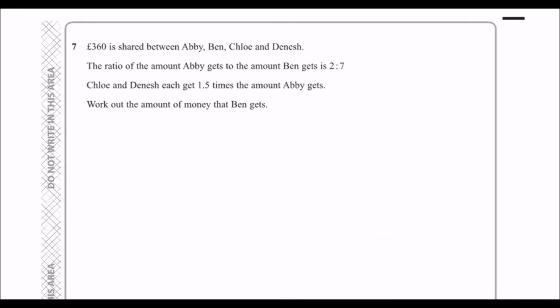Question 7. £360 is shared between Abby, Ben, Chloe and Dinesh. The ratio of the amount Abby gets to the amount Ben gets is 2 to 7. So Abby to Ben, 2 to 7. Chloe and Dinesh both get 1.5 times the amount Abby gets. So Abby got 2 parts. 1.5 times 2 is 3.